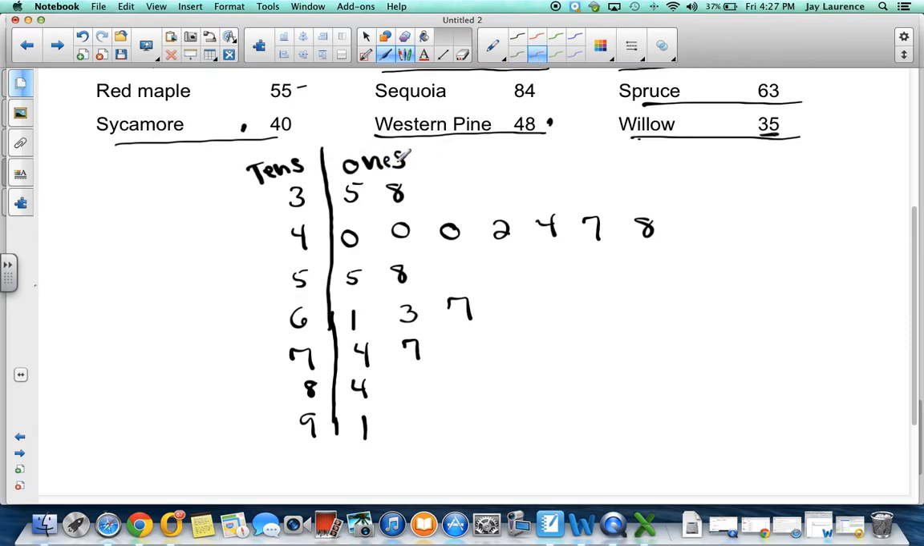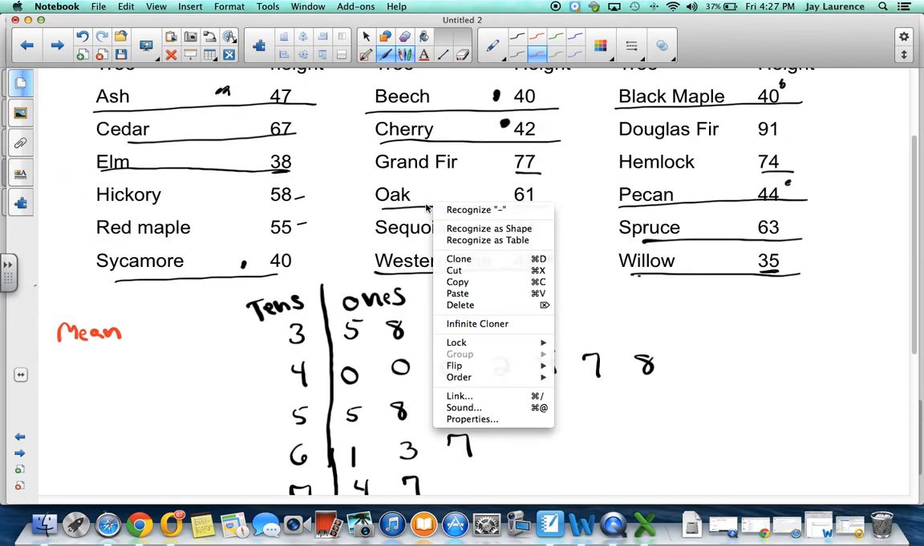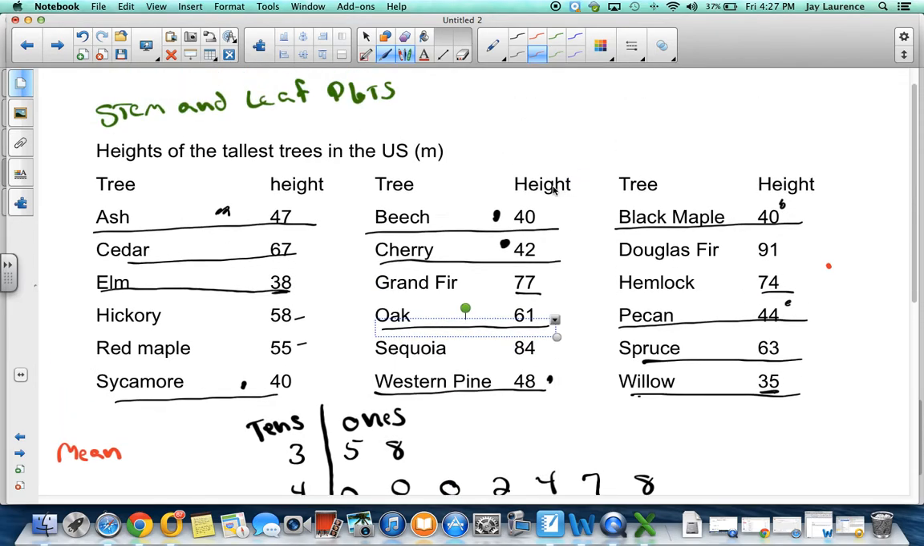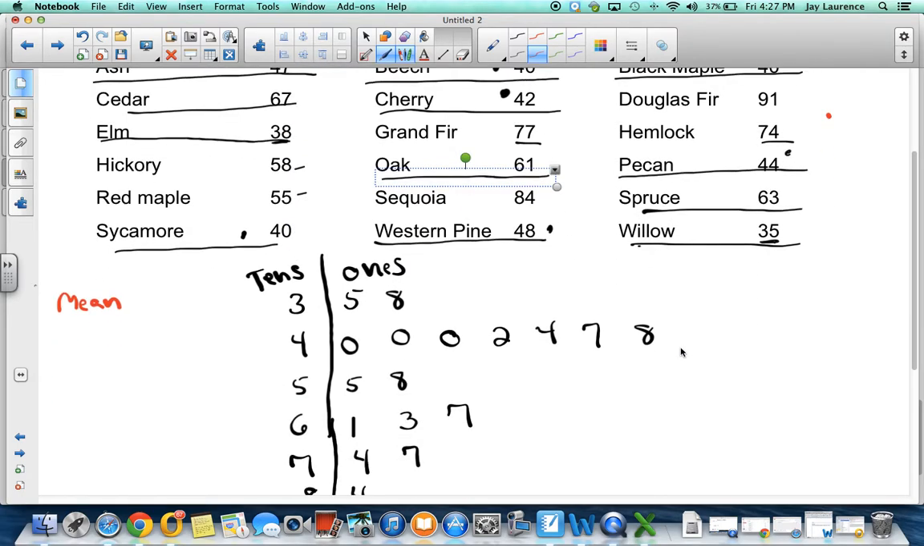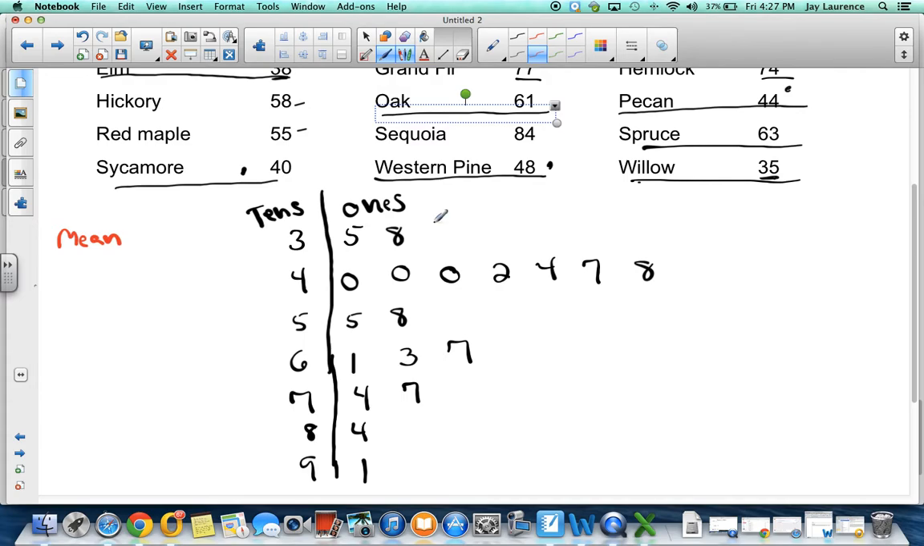Now the cool thing is I can figure out the mean, median, and mode right now. Now to do the mean, I'm not actually going to do it. I'll leave that up to you. You're going to add up all these numbers and divide by how many there are. Well, if you look up here in the table, there's 18 trees listed. So you'll add up all those numbers and divide by 18. That'll get you the mean.